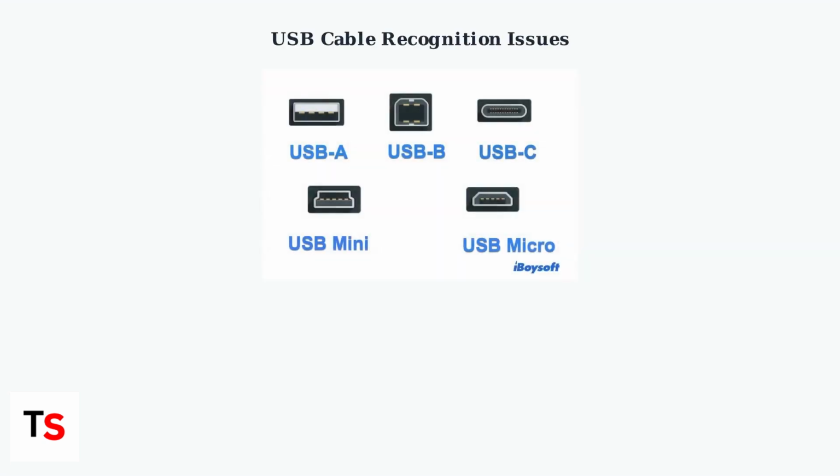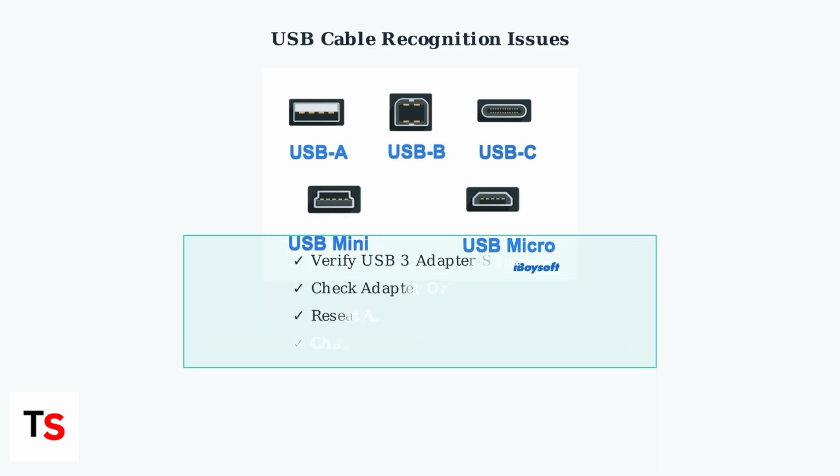USB cable recognition problems are another common issue. If your USB 3 cable is being recognized as USB 2, this will severely impact performance and may prevent AirLink from working properly. To fix USB recognition problems, check that your adapter supports USB 3. Verify the adapter orientation is correct, reseat all cables firmly, and ensure PCIe card cables are fully inserted into their slots.